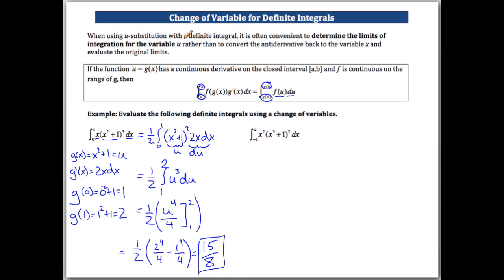So this change of variable is just a little bit of a time saver, because once we evaluate for u and we find that indefinite integral, we can just substitute in our new limits of integration without having to change u back into x squared plus 1 using the original limits of integration. Alright, let's try another one here.